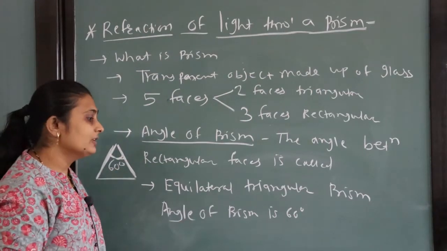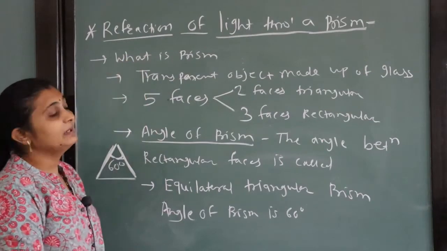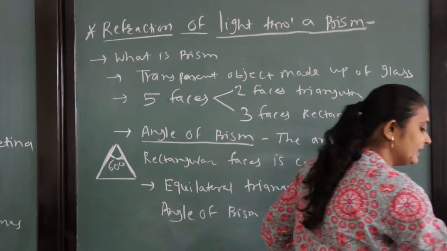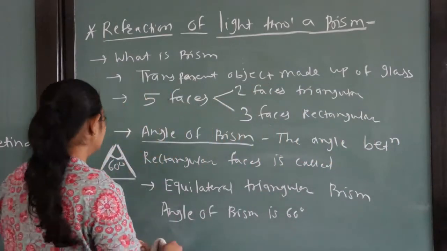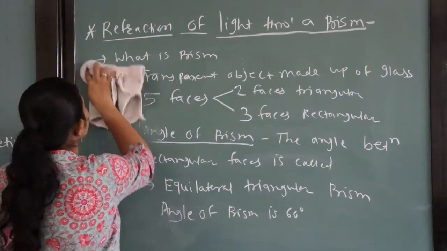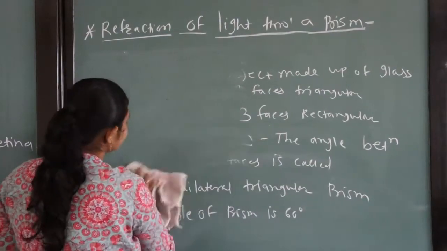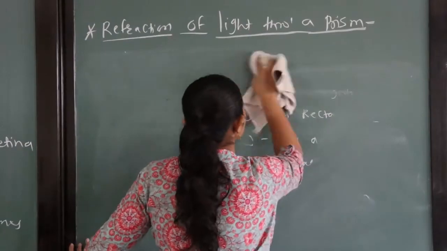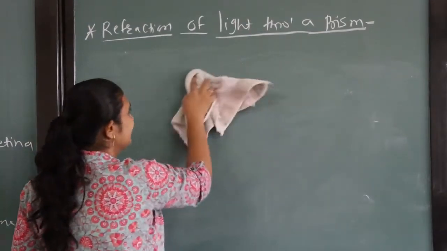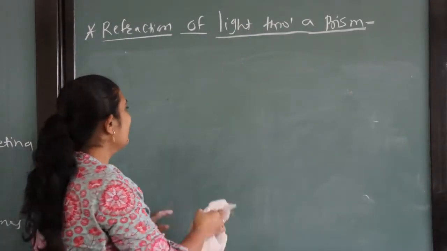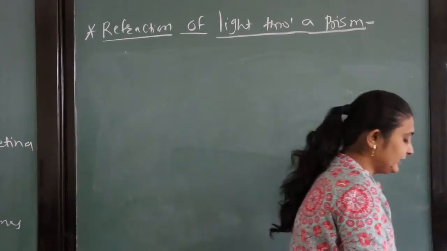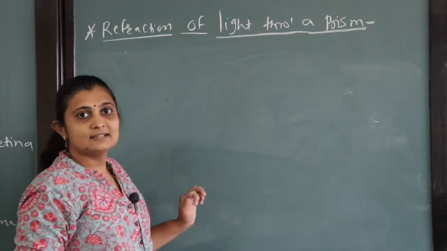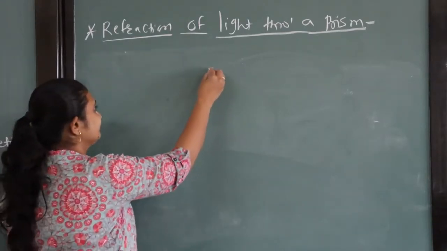Now, the most important question is refraction of light through a prism. Now, the diagram is very important in this question. We will see how refraction happens from the prism. Before this, in chapter number 10, we already saw refraction through a rectangular glass slab.